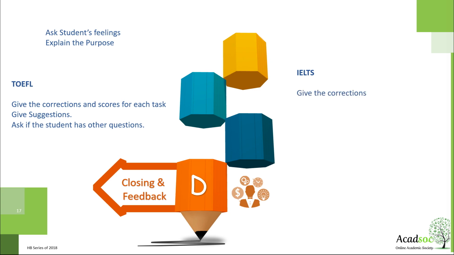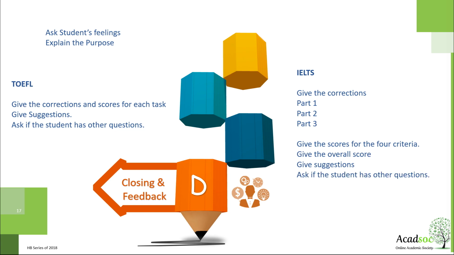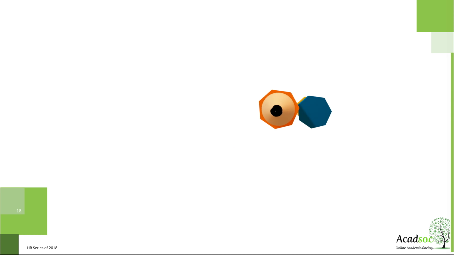In IELTS, you have to give corrections by part. What are the corrections for part 1, part 2, part 3? Then give the scores for the 4 criteria. What's the score for fluency, for lexical, for grammar and pronunciation? Then make sure that you give the overall score and give suggestions for the 4 criteria. Then that will be the end of your class.